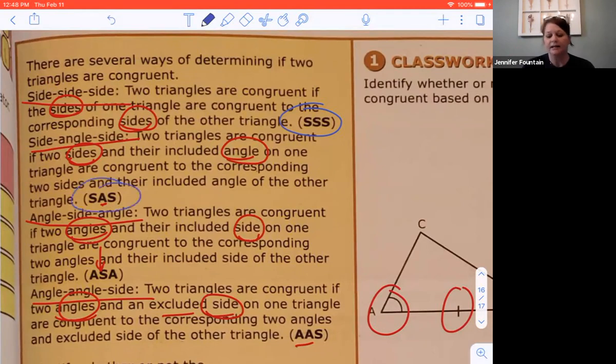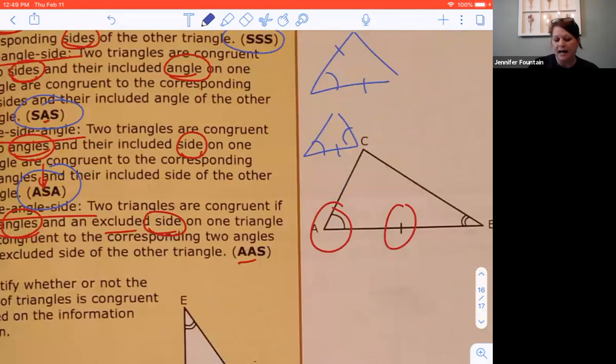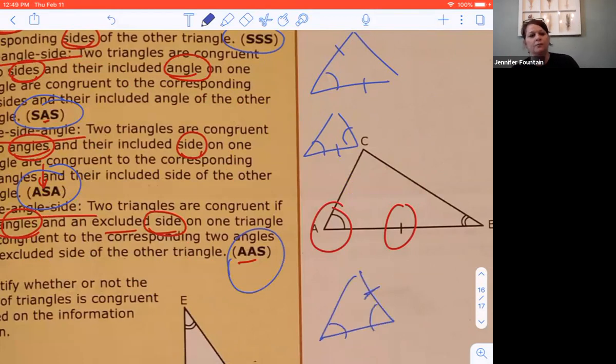Side angle side is where I have a side and an included angle. Okay, so side angle side means I've got two sides and then there's an angle between them that are the same. And then I have angle side angle, and that's going to be where if I have a triangle and I have an angle and then a side and an angle. Okay, so they go right after one after the other. And then angle angle side would be like if I have an angle here, and then a side. Okay, so they just go right one after the other.